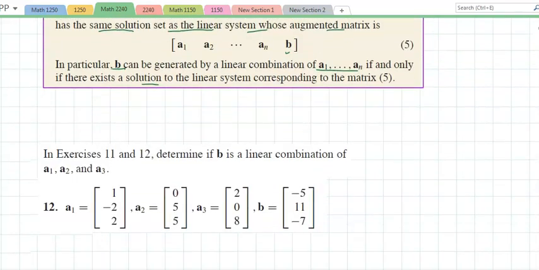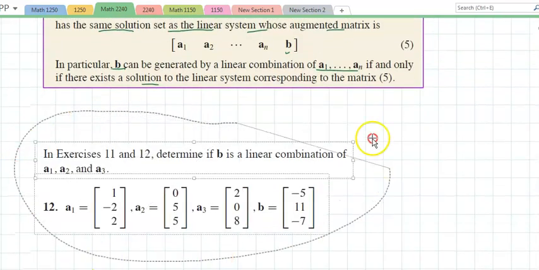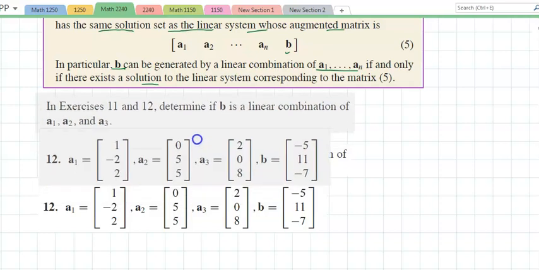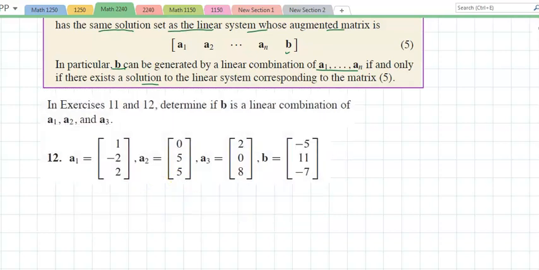And here we go. So that's the beginning of some theorems that you really need to pay attention to and understand. And this is not only for this section, this is for the next 5 chapters. Everything we do in linear algebra. Determine if B is a linear combination.